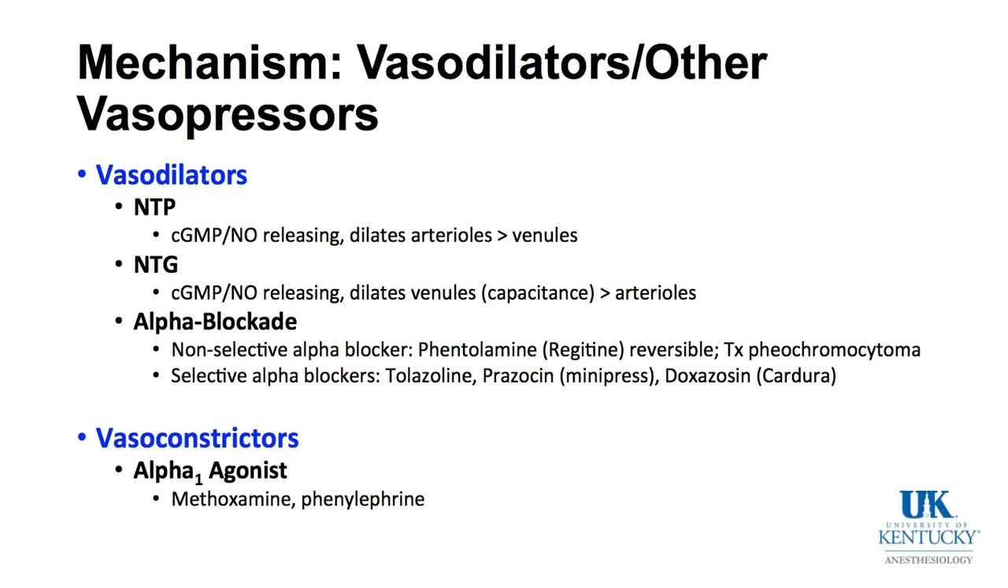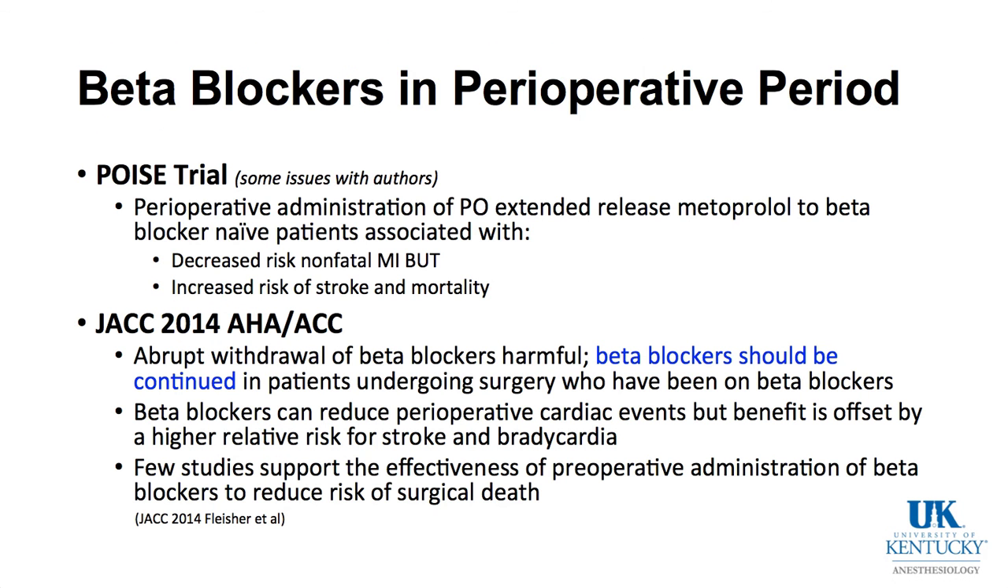Vasoconstrictors, obviously phenylephrine, an alpha-1 agonist, commonly used, and methoxamine, rarely used. Beta blockers in the perioperative period, what do we do with them? There's been a lot of controversy over this. The perioperative administration of oral extended-release metoprolol to beta blocker-naive patients in the POISE trial, a very famous trial, was associated with a decreased risk of heart problems like MI, but there was more stroke and an increased mortality, showing that, boy, giving extended-release metoprolol to someone who's not already on it, probably not a wise idea.